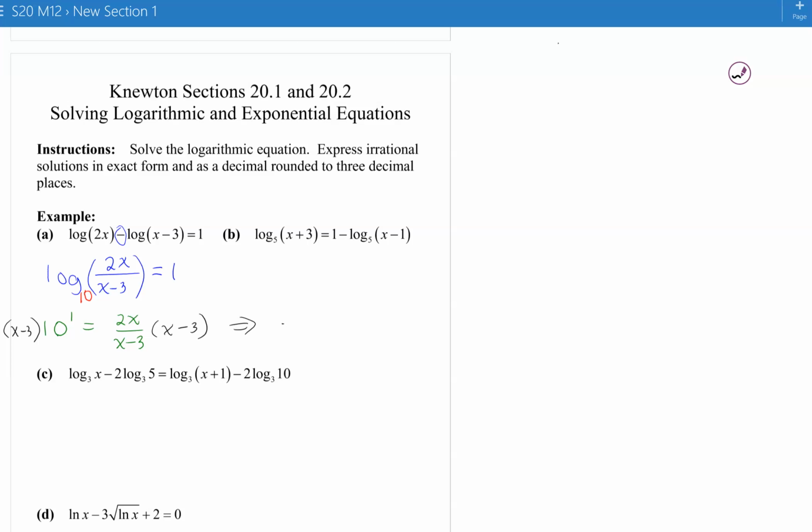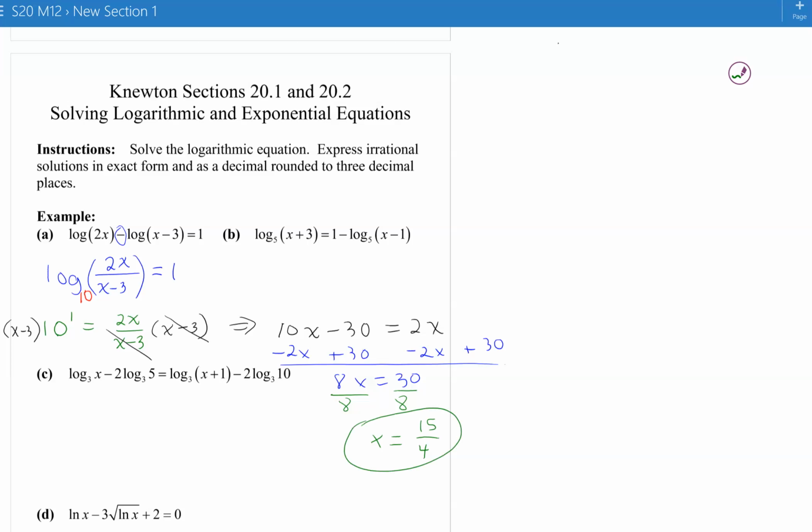So then you're going to have 10x minus 30 equals 2x, because these guys are going to cancel. And then you do some algebra, subtract 2x and add 30 to get 8x equals 30. Divide both sides by 8 and get x equals 15/4. And then we should check and make sure 15/4 works.